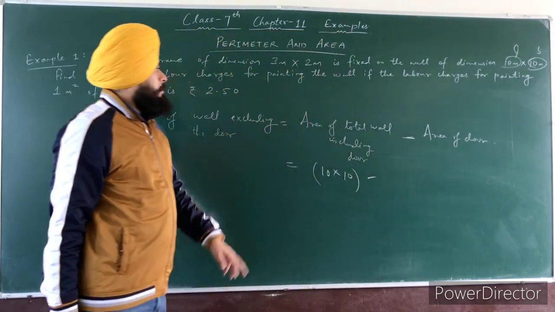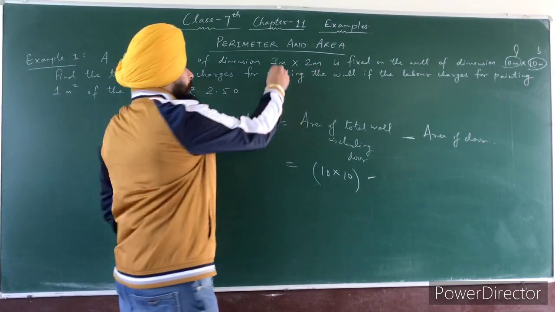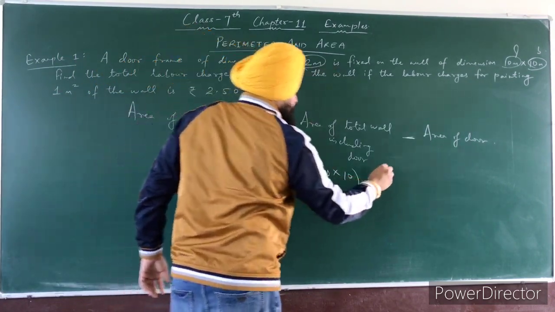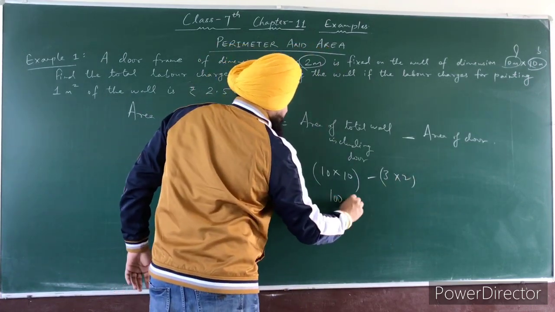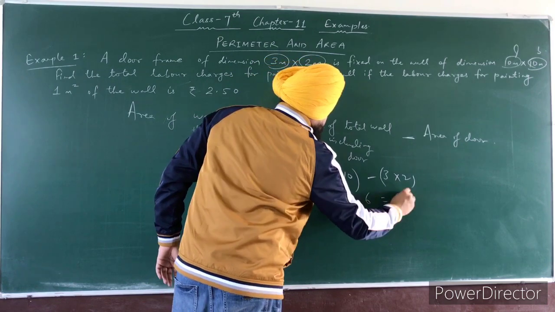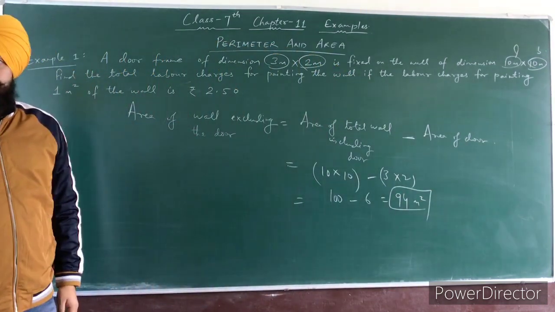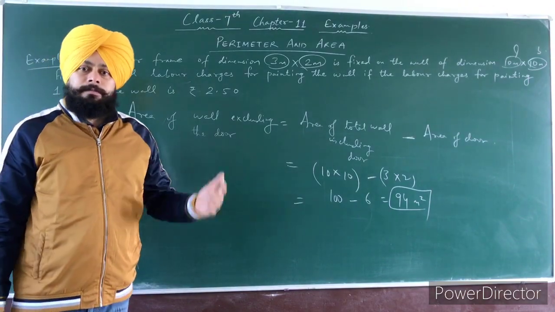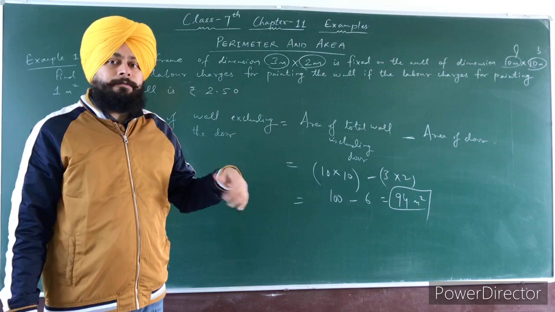Next, area of door. The length of door is 3 meter and the breadth of door is 2 meter. Area is length into breadth, 3 multiplied by 2, so it is 6. Subtracting, 100 minus 6 is 94 meter square, because meter square is the unit of area. So 94 meter square is the area of the wall which we have to paint.